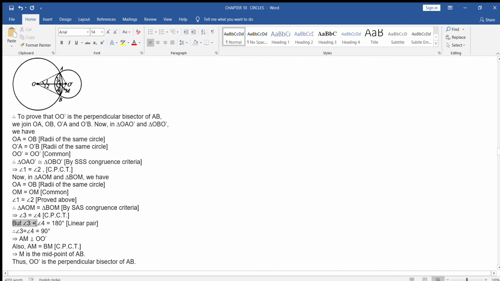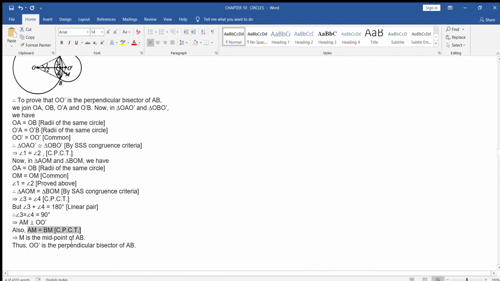We also know that their sum is 180 by the linear pair, but both are equal, so their value is 90. Once their value is 90, it means it is perpendicular. We can also prove that it bisects. By CPCT, AM equals BM, because we have already proved that both triangles are congruent. So M is the midpoint of AB. This way we have proved that OO dash is the perpendicular bisector of AB.